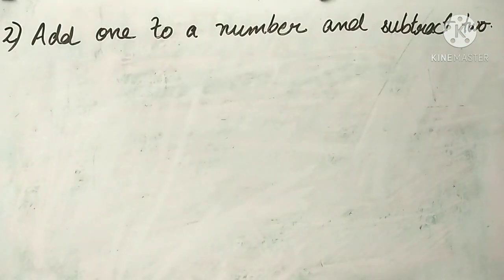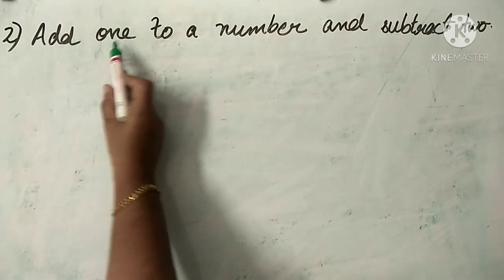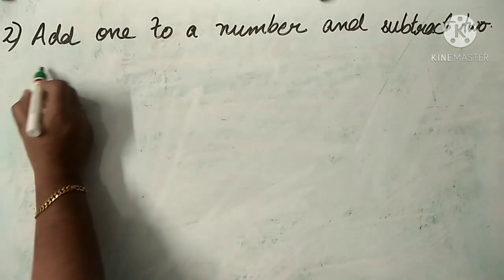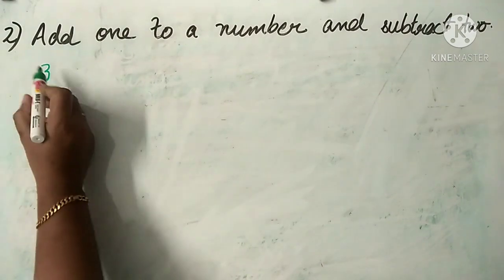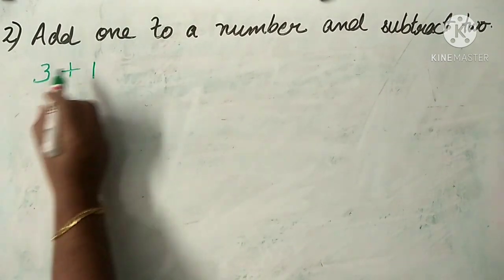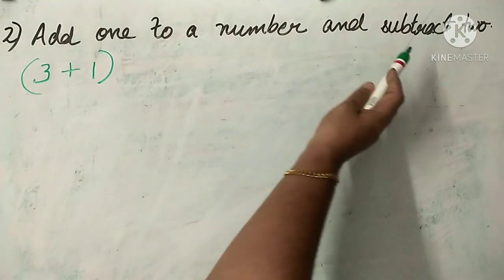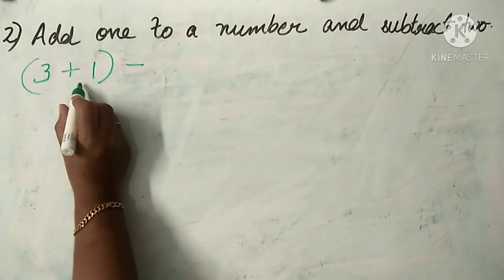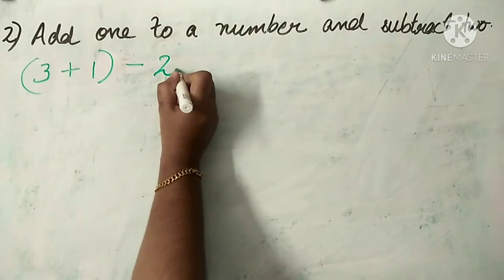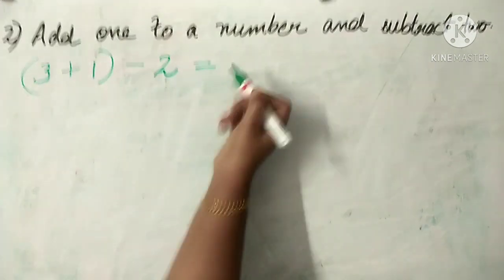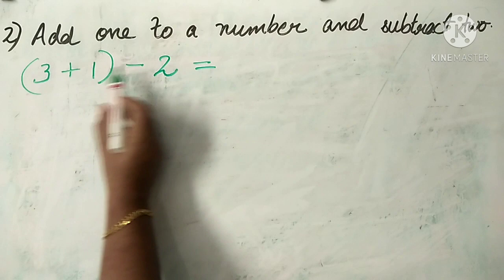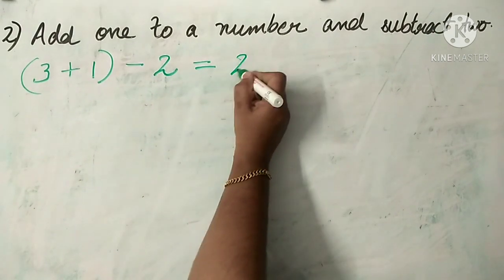Second question, add 1 to a number and subtract 2. We have to add 1 to a number. The number I am going to take as 3. Okay, 3 plus 1. When we add 1 to 3, and then subtract 2. We have to subtract 2 from this. What is the answer? 3 plus 1 is 4. 4 minus 2 is 2.